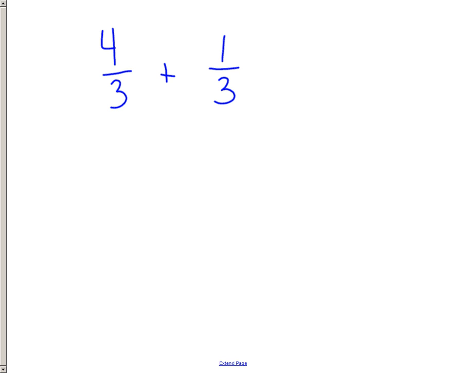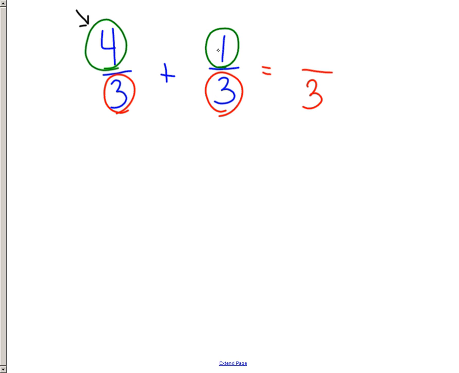Let's try this one. Because the denominators are the same, we'll keep it the same. And we don't worry about the fact that this is an improper fraction over here where the top number is bigger than the bottom number. We don't worry about that. We just know that, hey, they have common denominators, so we can add the two numerators, the 4 and the 1, and it equals 5.